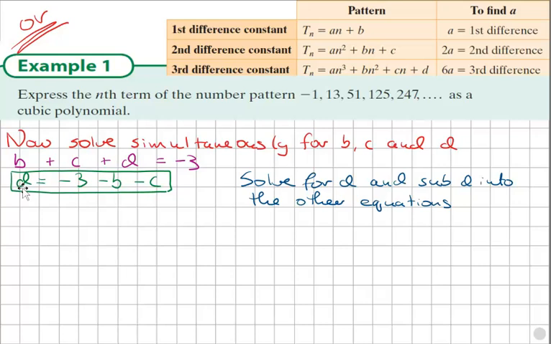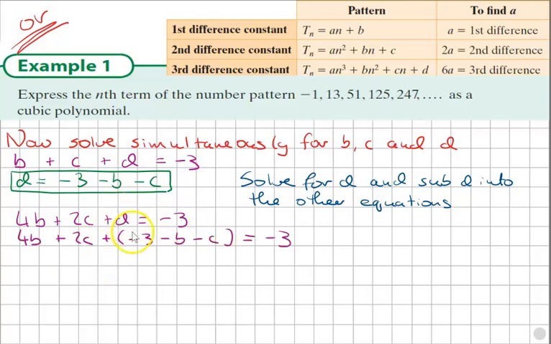D is already on the left-hand side, I don't have to move it, but I bring everything else over to the right-hand side and change the signs. So I get D is equal to minus 3, minus B, minus C. So I'm going to take one of the other equations. It doesn't matter which one. So I'm going with 4B plus 2C plus D is equal to minus 3.